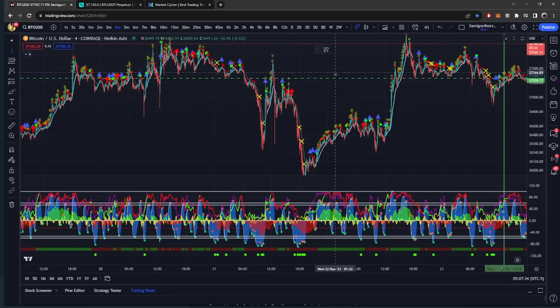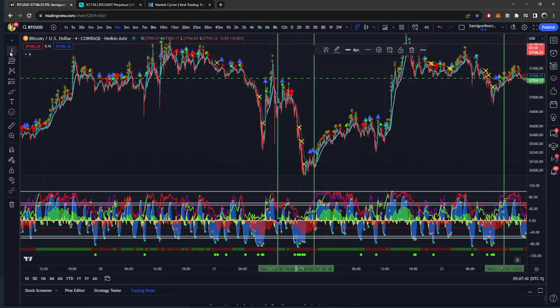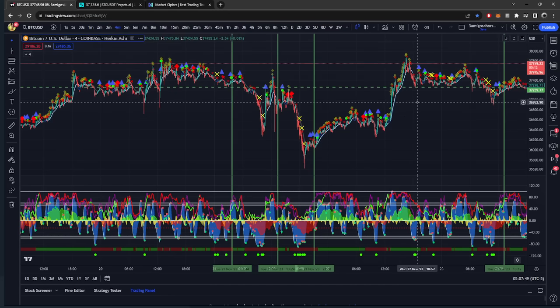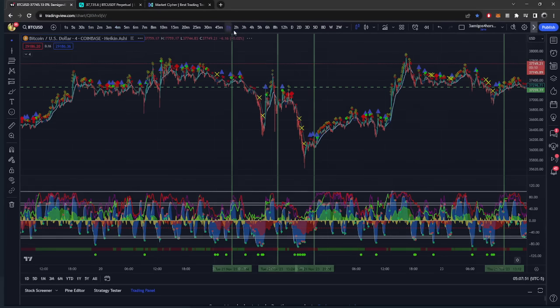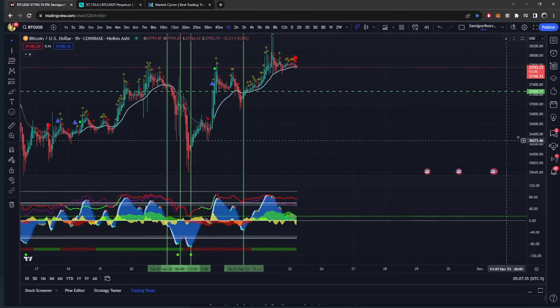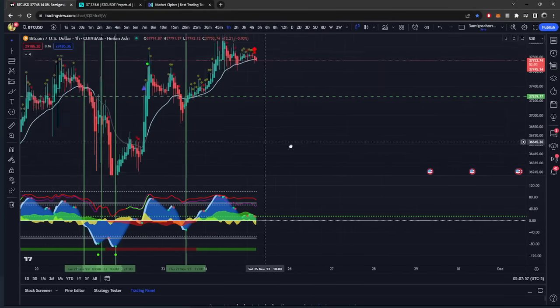So let's go ahead and mark these where we would have entered. We'll put that one right there to be conservative. Put that one right there to be conservative as well. So again, we're on the 4 minute time frame. So we're going to go to the hourly, higher time frame, and see what the difference is.